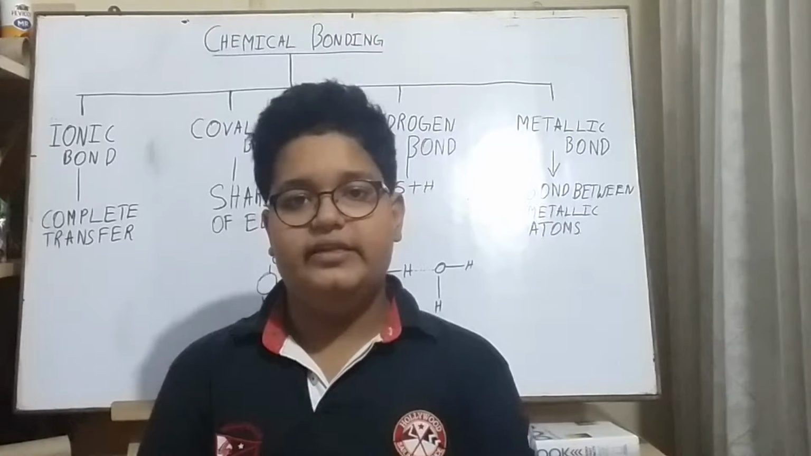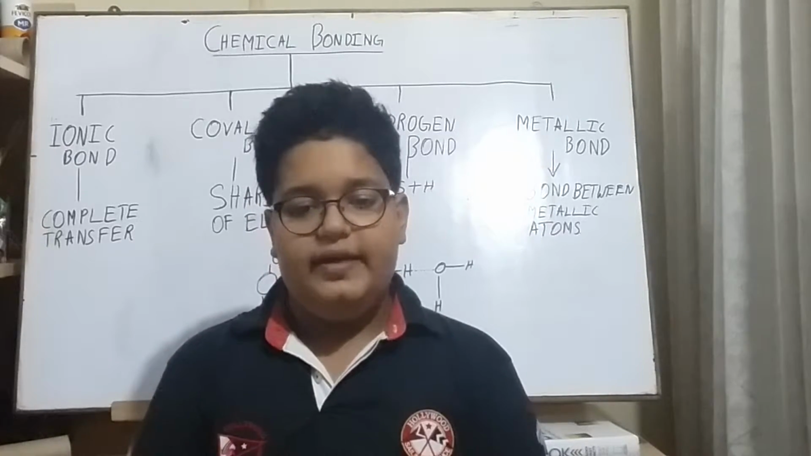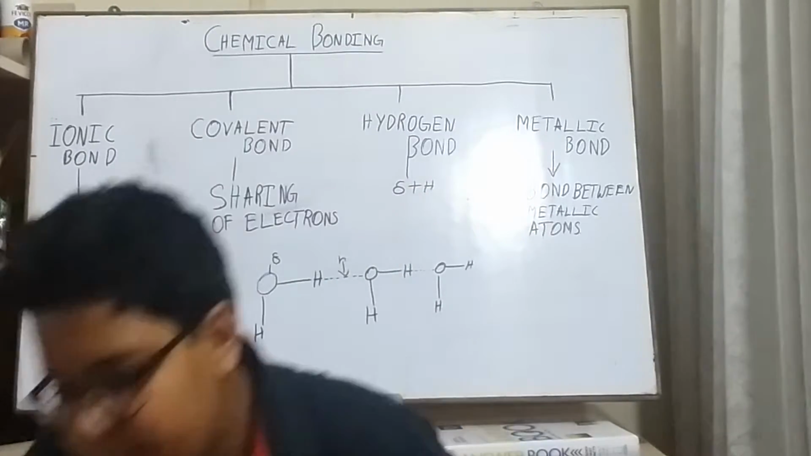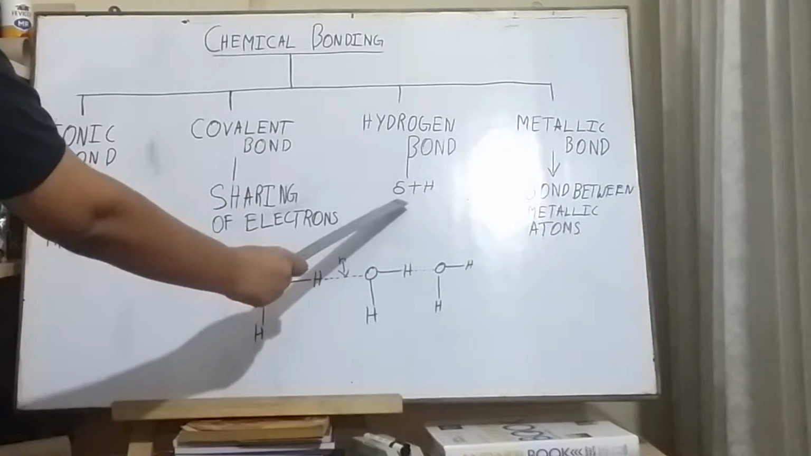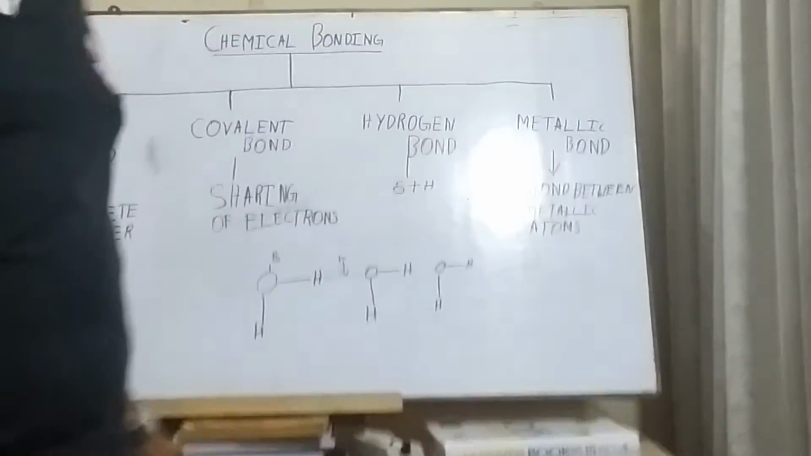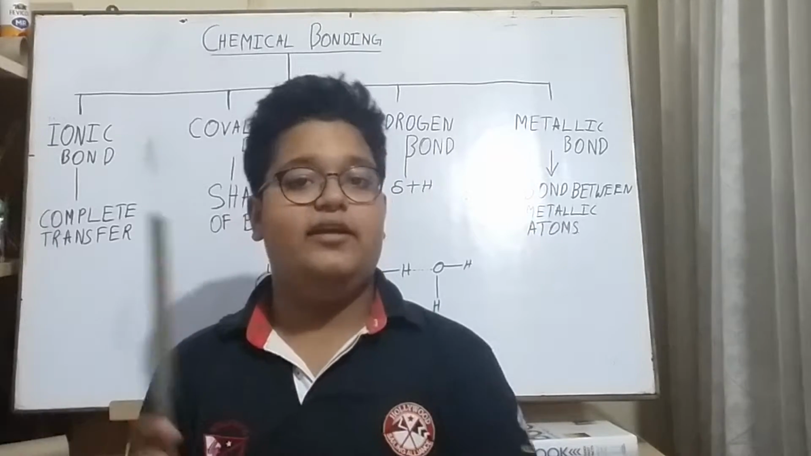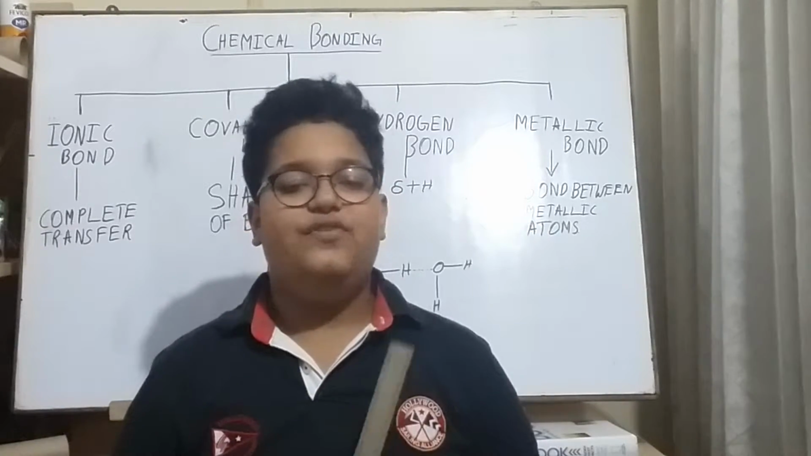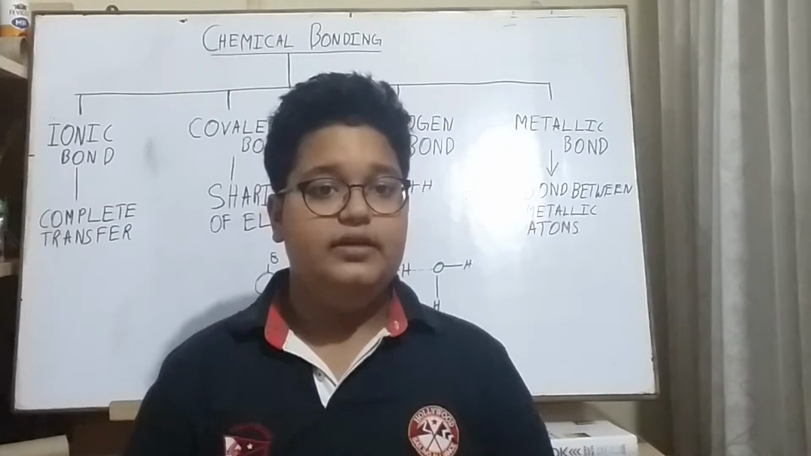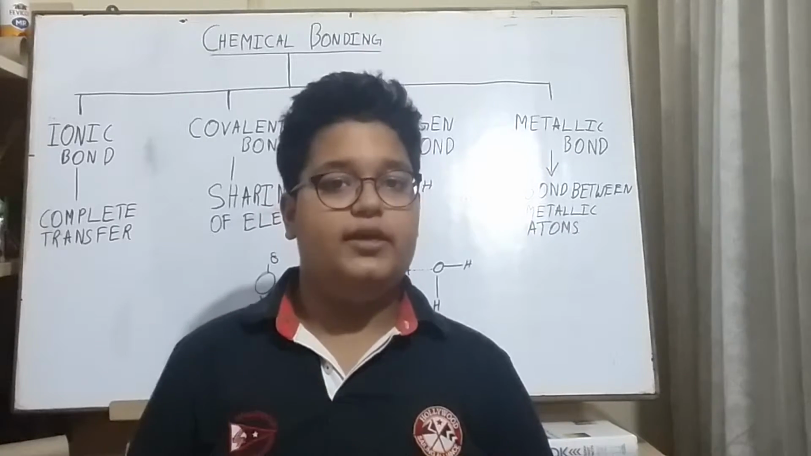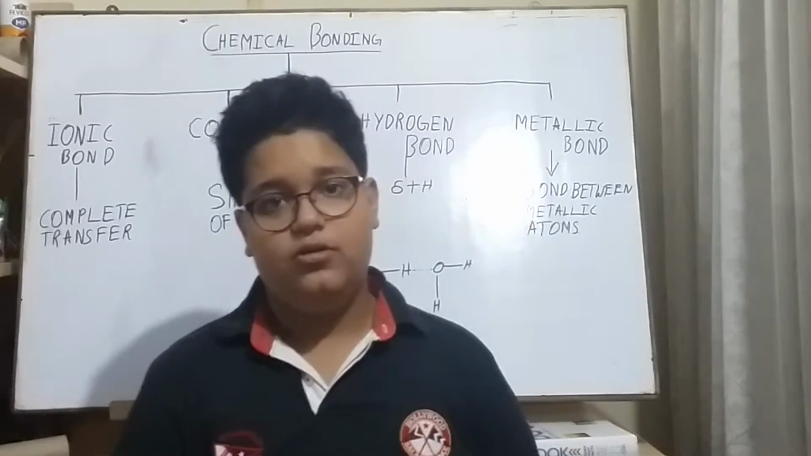Now the next type of bond is the hydrogen bond. The hydrogen bond takes place between an electronegative atom and hydrogen, an electropositive atom. In this case, we are taking the example of oxygen in the water molecule. Oxygen is the electronegative atom, while hydrogen is the electropositive atom.